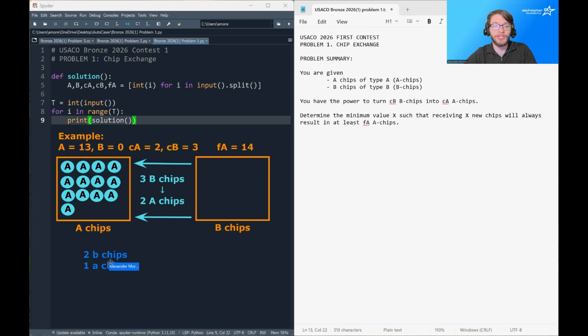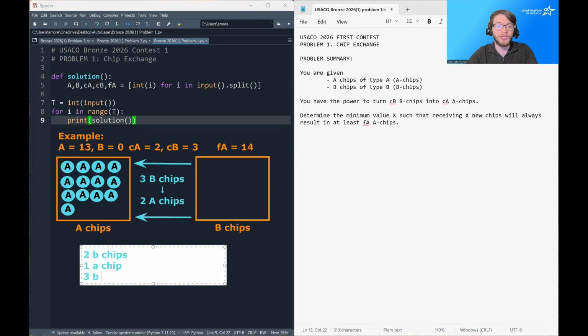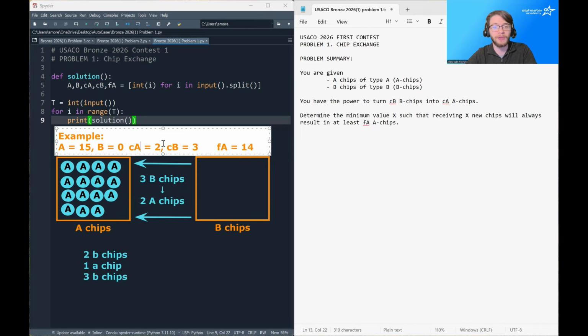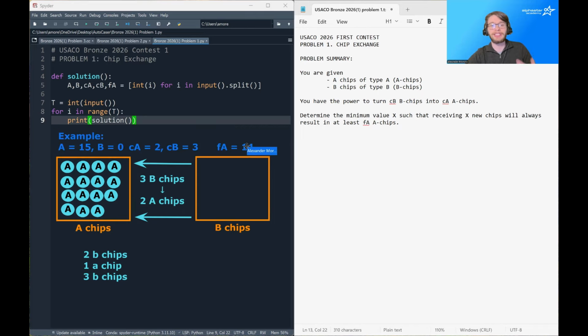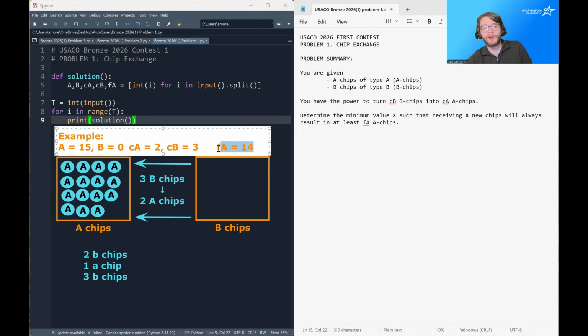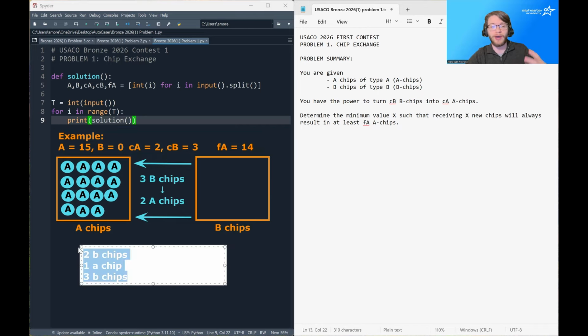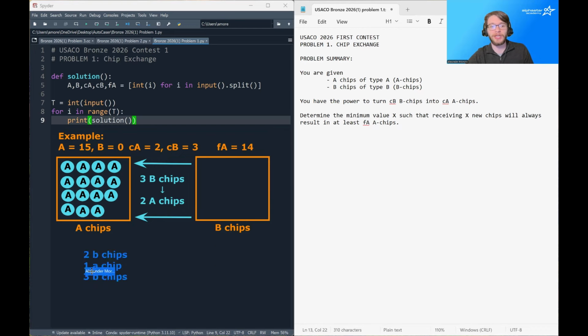So what I'm going to do is give myself another 3 B chips. In doing so, that's going to produce 2 more A chips, and I'm going to arrive at a total of 15 A chips. That has finally met or exceeded the goal of 14 A chips. So we can see that in order to reach at least 14 A chips using this distribution required 6 chips to be given. And this is sort of the worst case scenario, right?